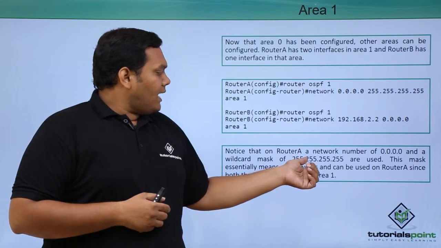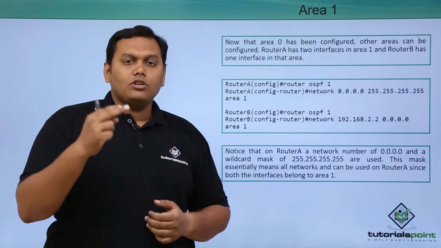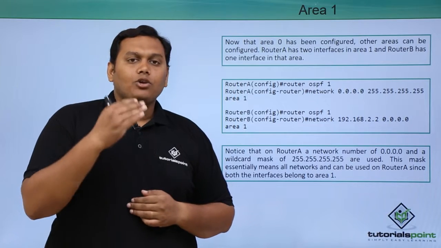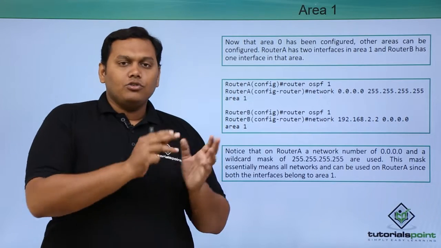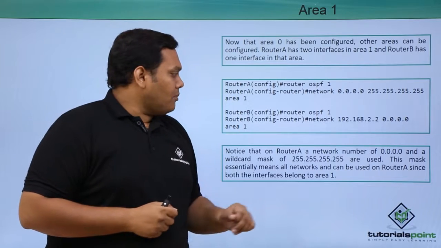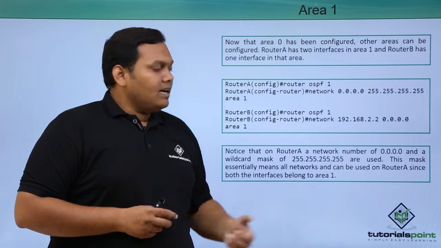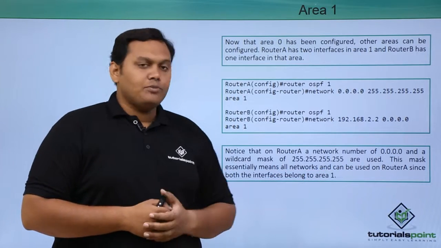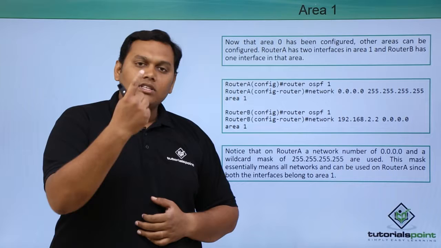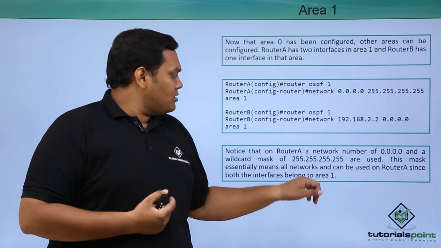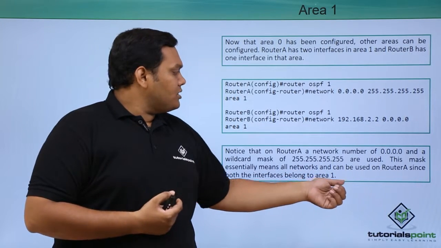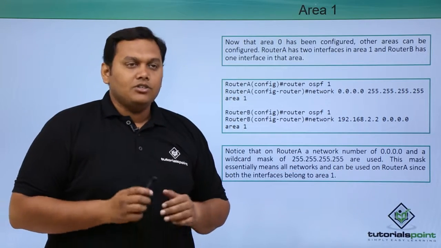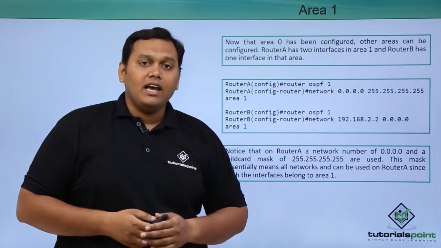If you notice on router A, a network number with wildcard 0.0.0.0 is used, because you see here the wildcard is given as 255.255.255.255. So, you have to match with the wildcard mask. This mask essentially means the networks that can be used on router A, since both the interfaces belong to one serial port. Since there is one serial port, we use this 0.0.0.0 network, as router A has two interfaces which are on the same serial interface here. So, this is the configuration for area 1.